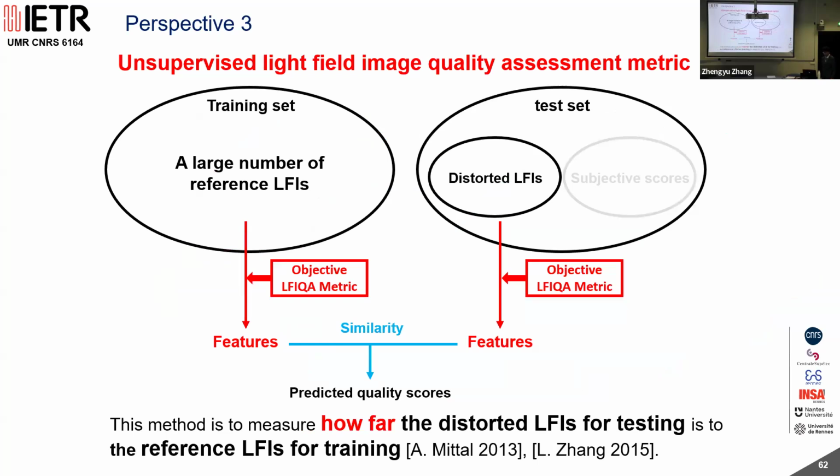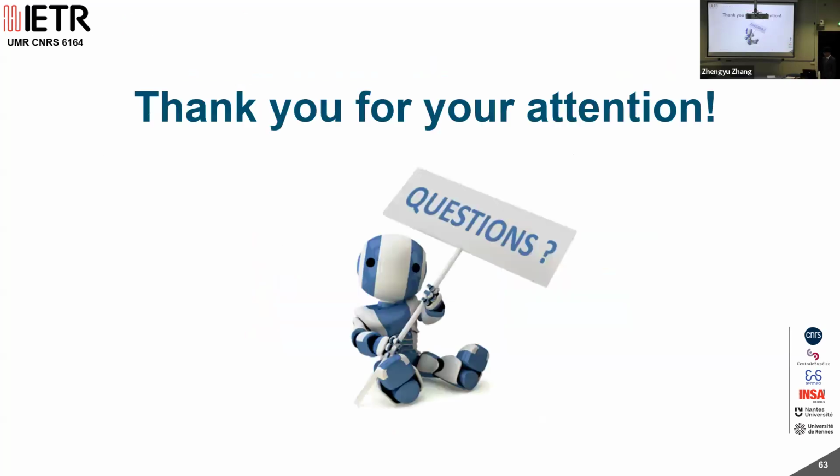So considering that we can easily get the reference light field images now, our third perspective is that maybe we can develop unsupervised light field image quality assessment metrics. In these metrics, what we need to measure is how far the distorted light field image for testing is from the reference light field images for training. That's quite different. I got this motivation from this literature. Well, that's all. Thanks for your attention. And any questions are welcome.